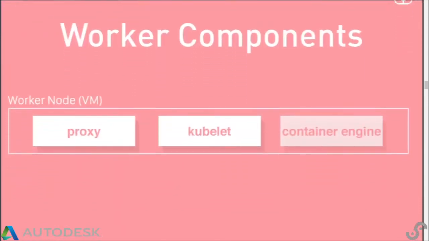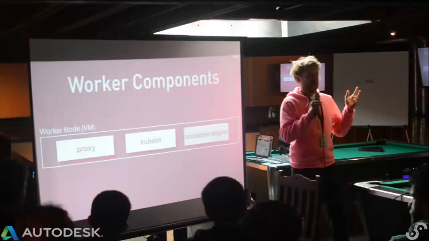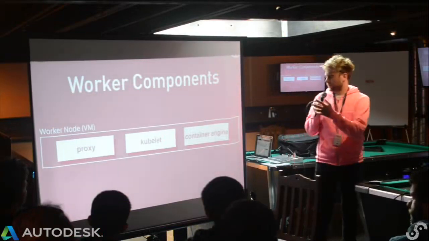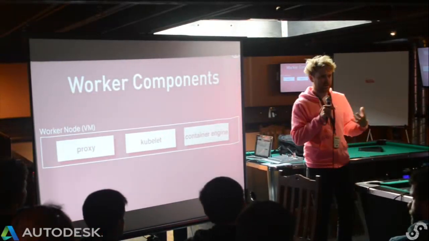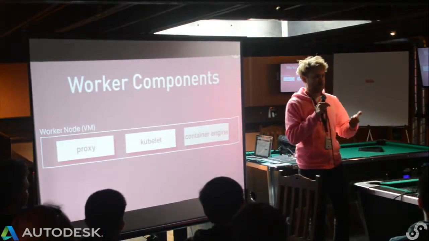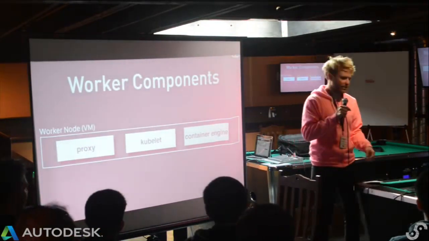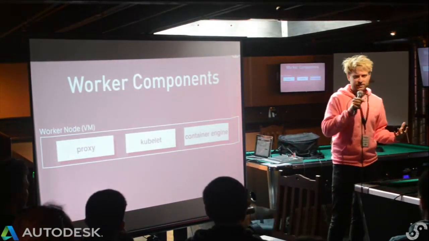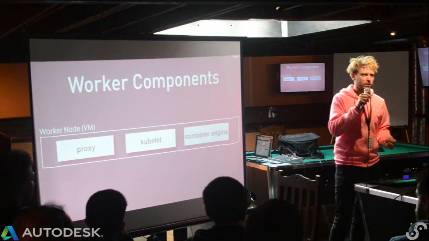Then you've got the worker. The worker has three components as well, arguably only two. Up to you whether you consider your container engine as part of Kubernetes or not. Obviously, it's pretty critical. That's your Docker or Rocket or whatever you're using to run your containers. Technically not part of Kubernetes itself, but it does run on the worker hosts.